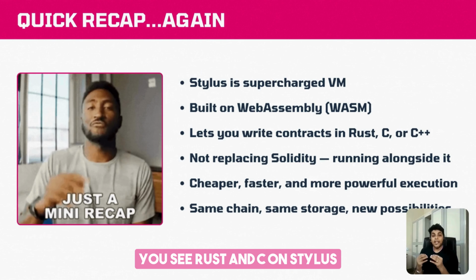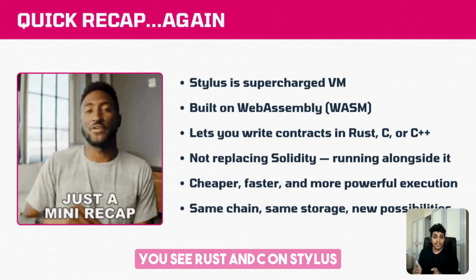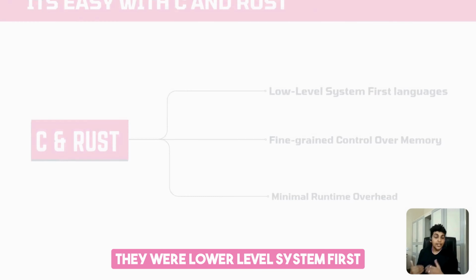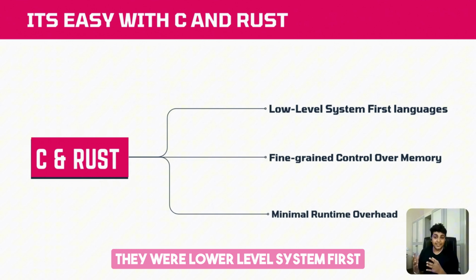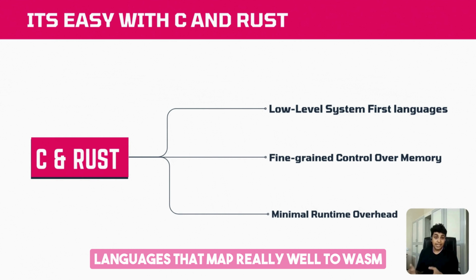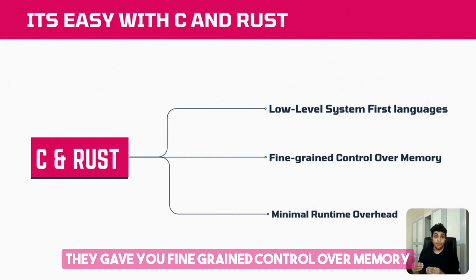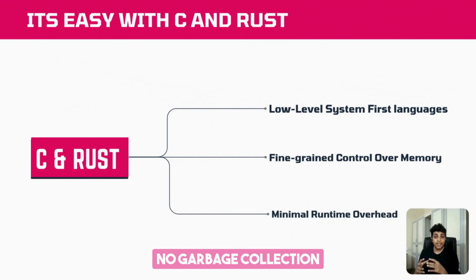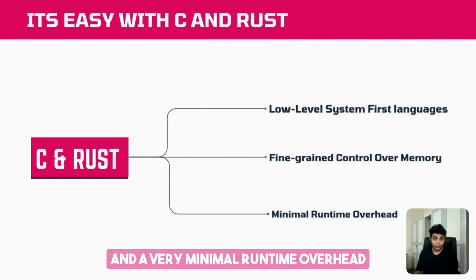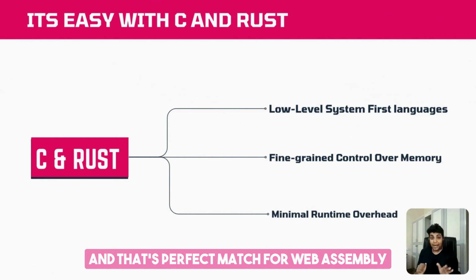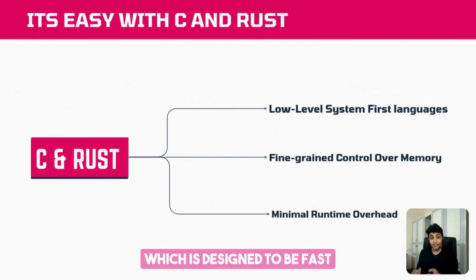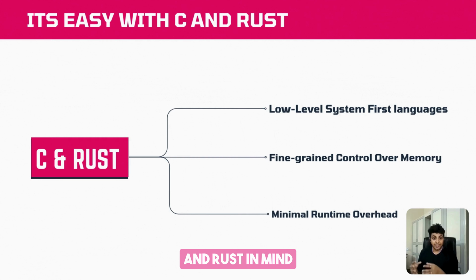You see, Rust and C on Stylus were kind of expected. They were low-level system-first languages that mapped really well to WASM. They gave you fine-grained control over memory, no garbage collection, and a very minimal runtime overhead. And that's a perfect match for WebAssembly, which is designed to be fast, portable, and deterministic. In fact, WASM was practically made with languages like C and Rust in mind.